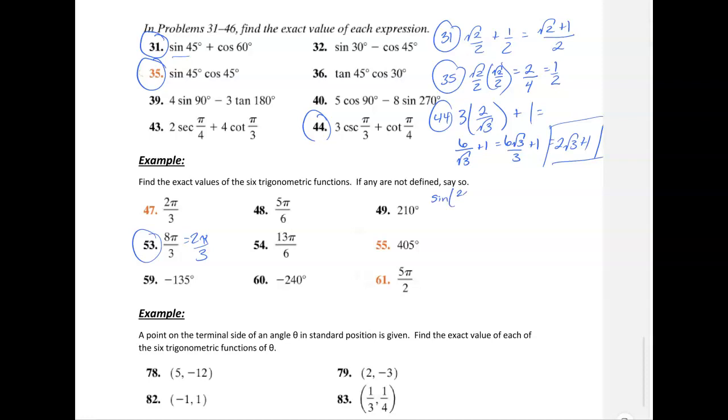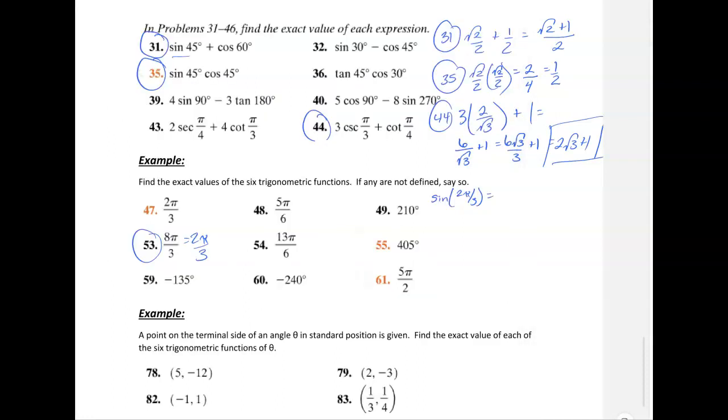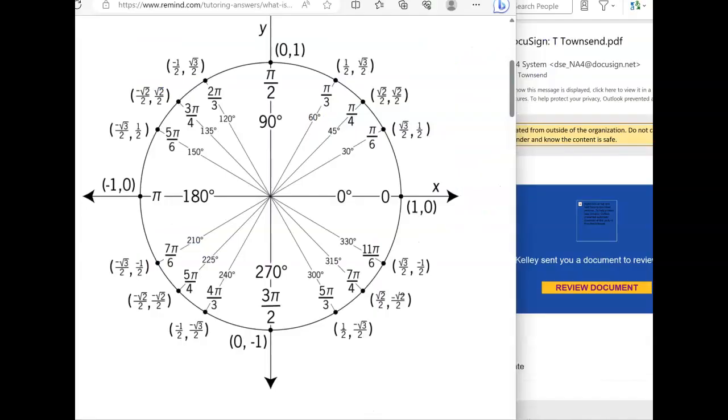So we're going to find the sine of 2 pi over 3. So the sine of 2 pi over 3 is going to be that y coordinate, square root of 3 over 2. Cosine of 2 pi over 3, going back to my unit circle here, is going to be 1/2.